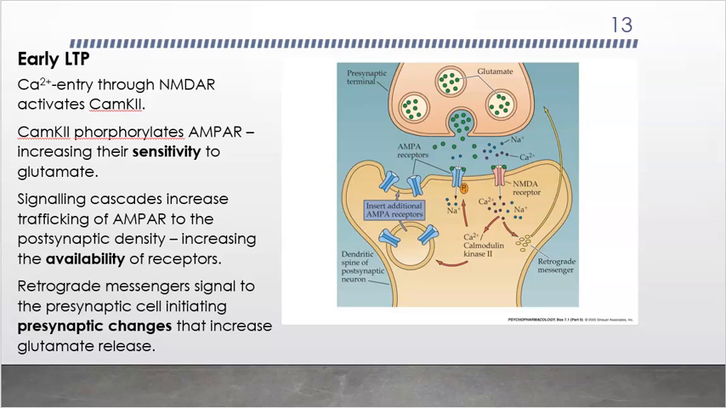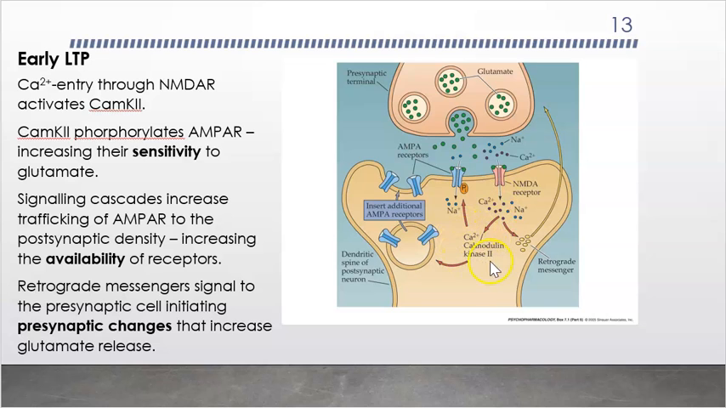So if CAMK2 is involved in early LTP, then we should probably talk about how it works. We've got our little diagram over here. We're going to be very familiar with this diagram. So we've got our AMPA receptors in blue, NMDA receptor in red. Once the NMDA receptor opens, not only does sodium flood in, but calcium also enters the postsynaptic cell, right? So the calcium is going to actually interact with our CAMK2.